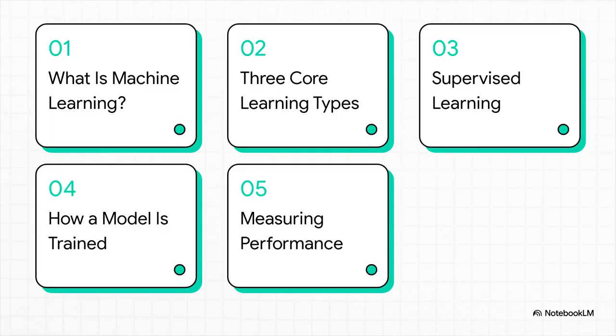So here's the game plan for this explainer. We'll kick things off with what machine learning even is. Then we'll look at the three main ways they learn. We're going to do a deep dive into the most common one, walk through how a model is actually built from scratch, and, maybe most importantly, figure out how we know if it's any good.